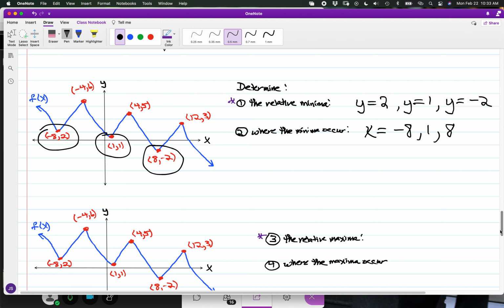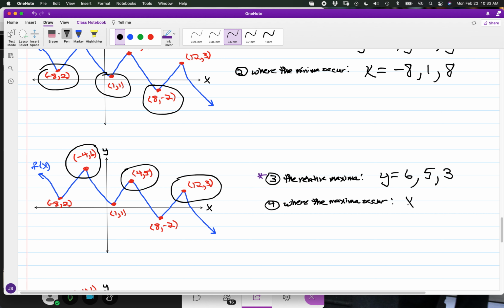And now for the relative maximum, those are going to be the upper layers, like what we have among the sawtooth patterns. For your relative maxima, again those will be the y values. So you have y at 6, also y at 5, and also y at 3. And where the maxima will occur: whenever y is 6, x was at -4. When y was 5, we had x at 4. And when y was 3, our x value was at 12.